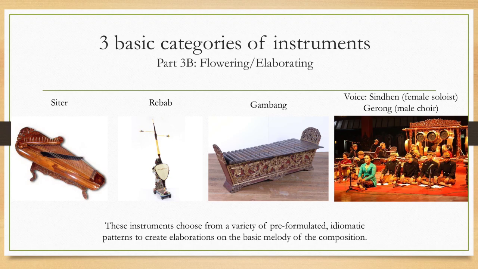Next up here, we have the siter, which I spoke about earlier. We didn't have any in the room at that time, which is a plucked zither played with the thumbs of both hands. Then you have the rebab, a two-string bowed spike fiddle. And then you have gambang, the wooden xylophone, and the voice, the female vocal soloist, or the sinden, and the gerong, which is typically a male vocal choir.